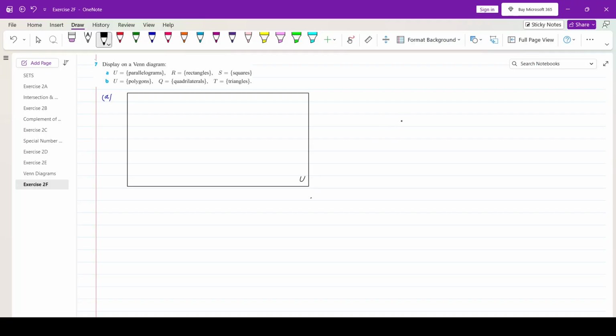So for example, this is a parallelogram. This is a parallelogram, or rather a rectangle. A rectangle is also a parallelogram. This is a square. Its opposite sides are parallel, so this is also a parallelogram. And a rhombus.